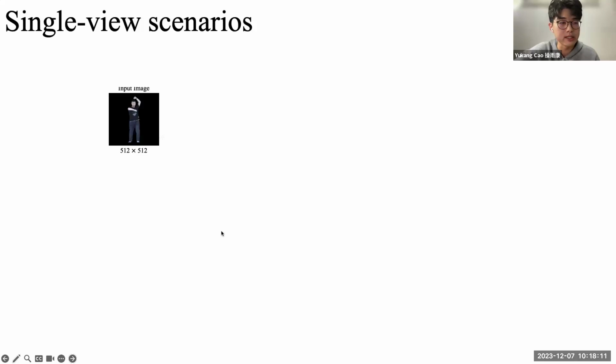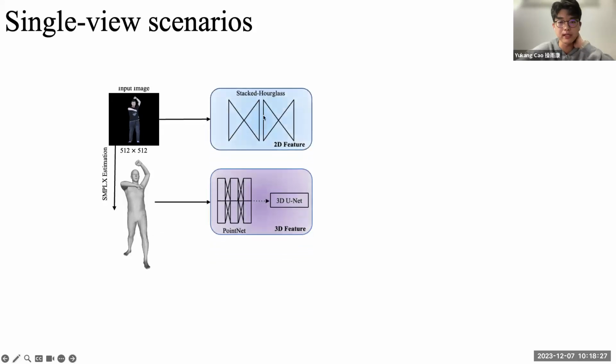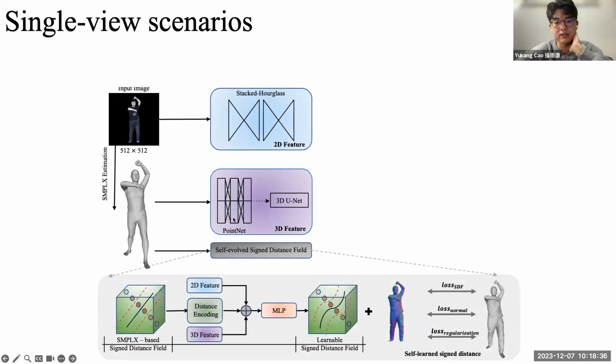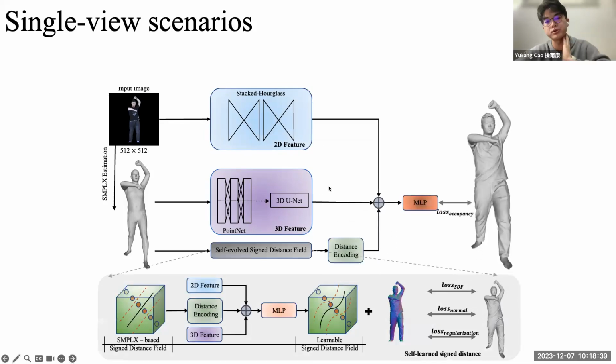Now we are integrating our self-evolved signed distance field into the 3D human reconstruction pipeline. First is the single view scenario. Given the single view image as input, we first feed it to a SMPL-X model and then extract the 2D pixel-aligned features and 3D space-aligned features from the image and the SMPL-X model respectively. By concatenating these features and the evolved signed distance field and inputting them together into an MLP, we can predict the occupancy value and extract the 3D human geometry.